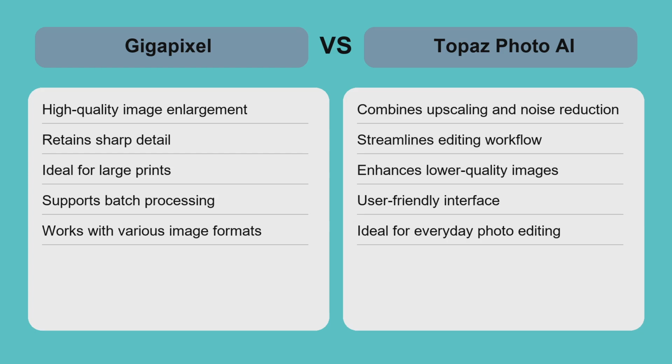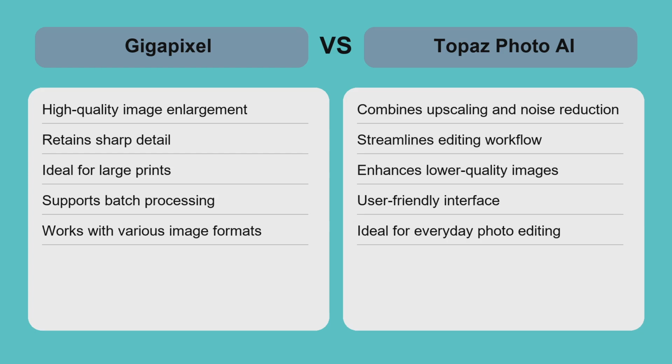However, this all-in-one approach may not match Gigapixel's precision in pure upscaling. For professionals prioritizing maximum detail in enlargements, Gigapixel is preferable. For users seeking convenience and balanced enhancement across multiple aspects, Topaz Photo AI delivers more value.